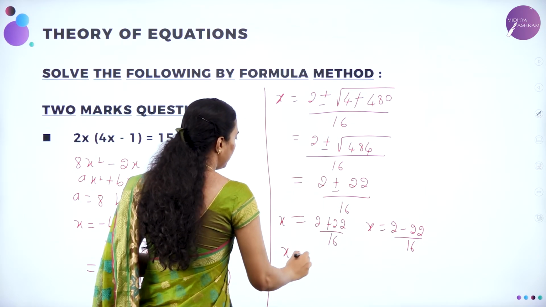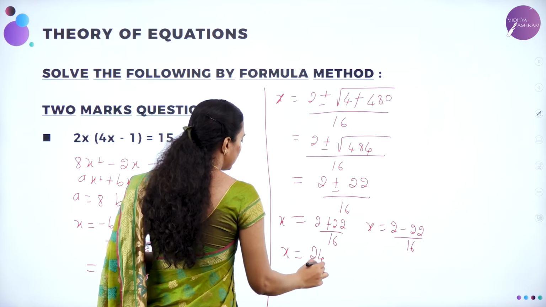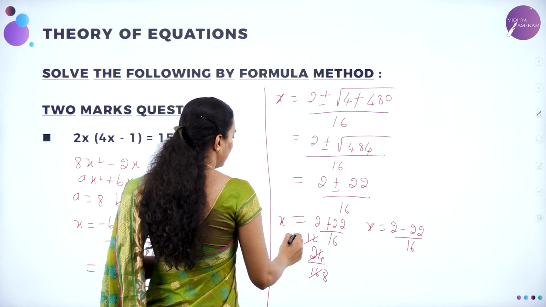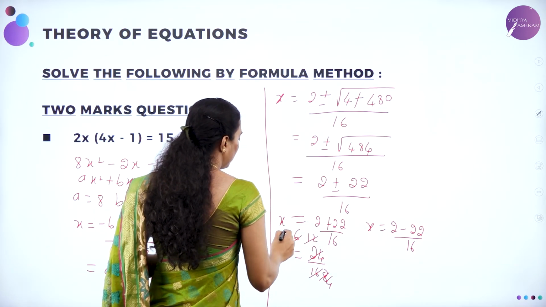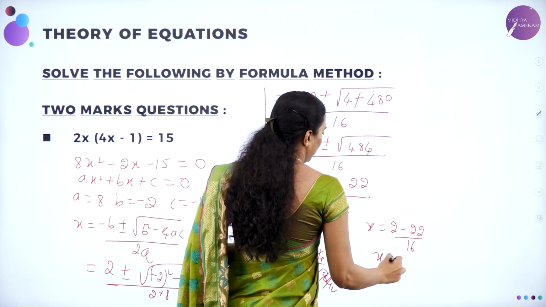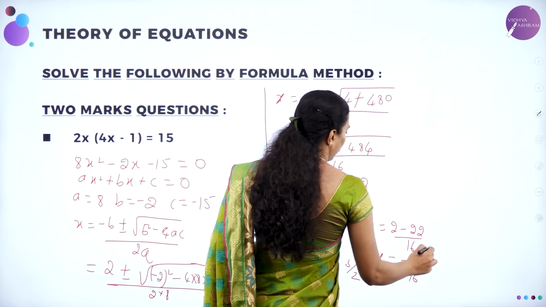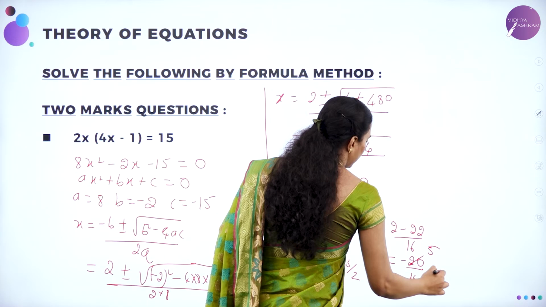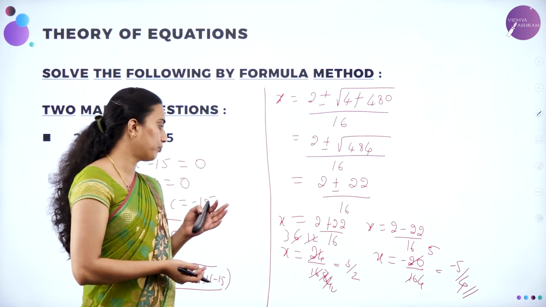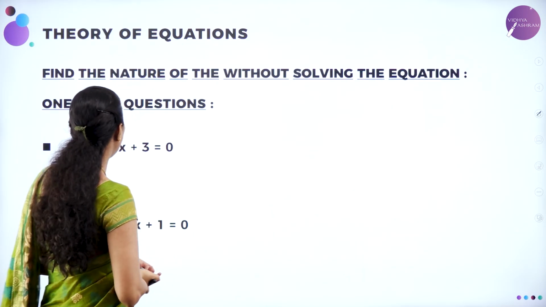So here x will be equal to 22 plus 2 is 24 by 16. You can cancel by 2: 12 2s are 24, 8 2s are 16, so 3 by 2. Otherwise x will be equal to minus 20 divided by 16, which can be cancelled by 4: 4 5s are 20, 4 4s are 16, which is minus 5 by 4. This is your root. One is 3 by 2, another one is minus 5 by 4. I hope you got this one. We'll move on to the next problem.